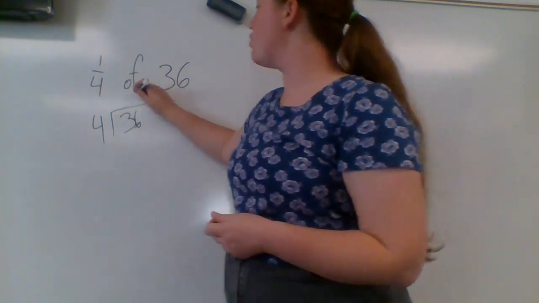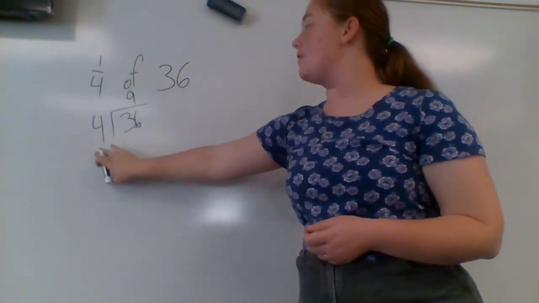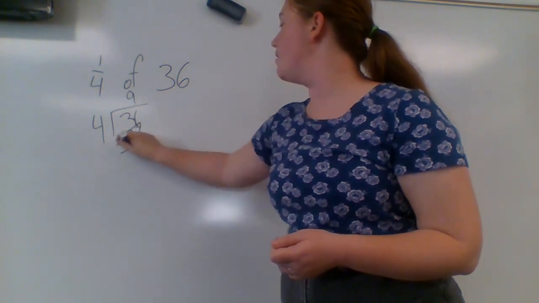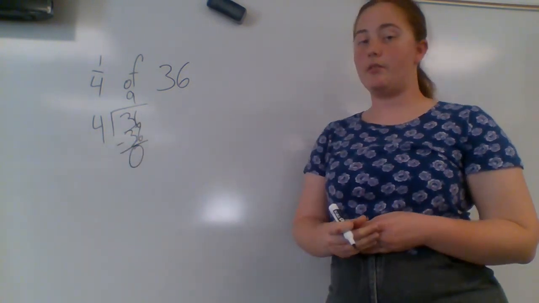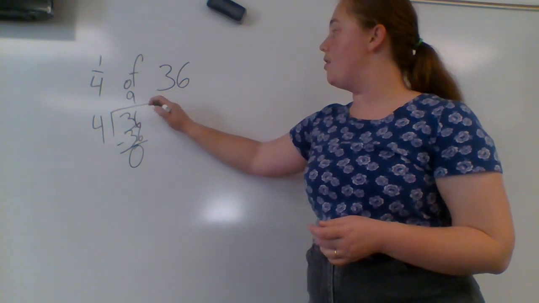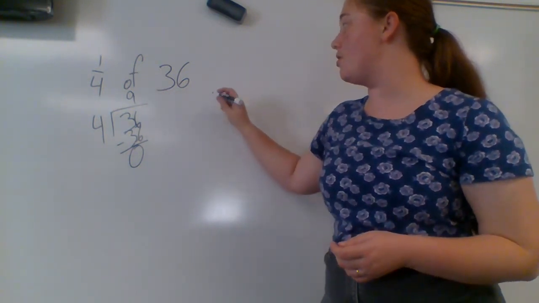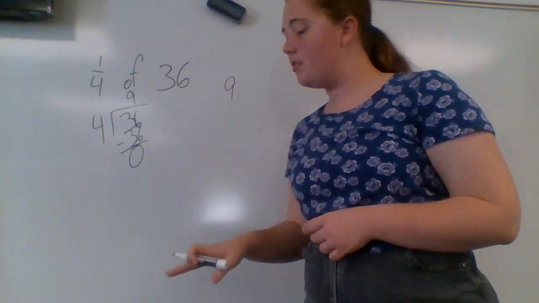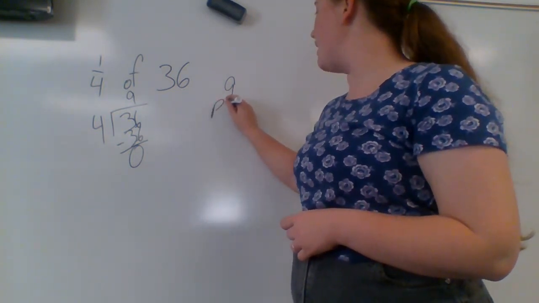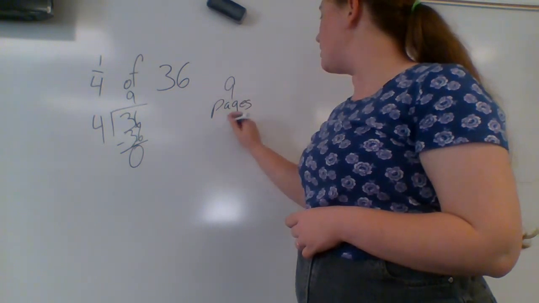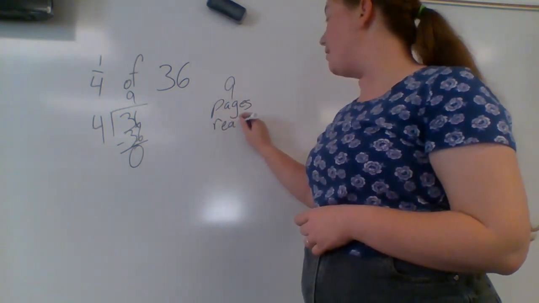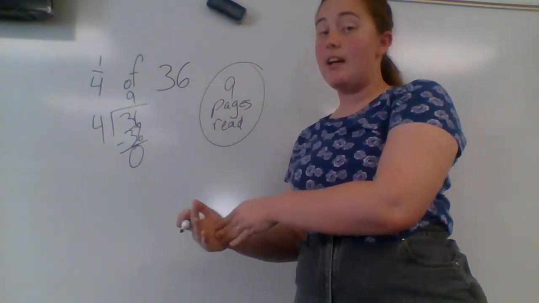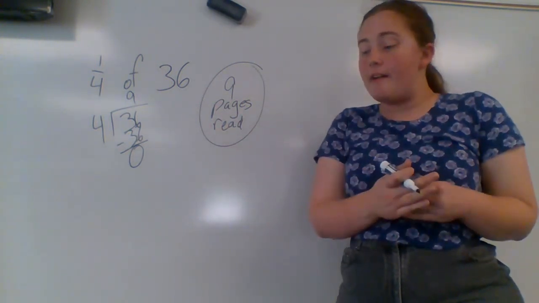Right. Let's try 9. 9 times 4 is 36, and that equals 0. So this is how many pages she read. So she read 9 pages, because it's asking us 2 separate questions. It's saying how many pages did she read, and then it's saying how many pages does she have left.